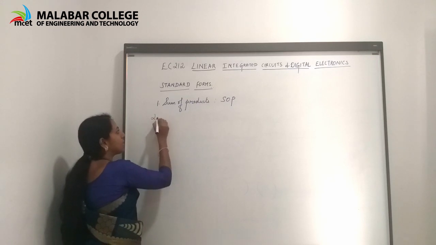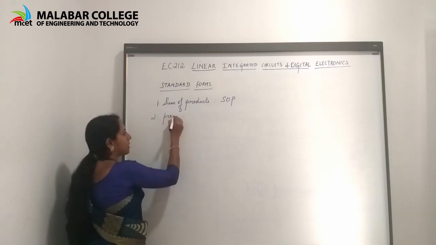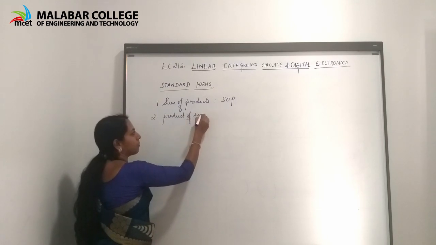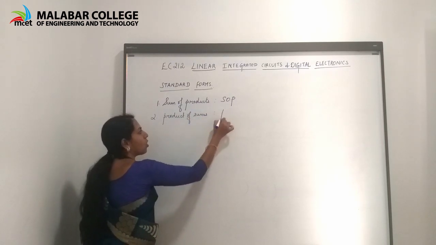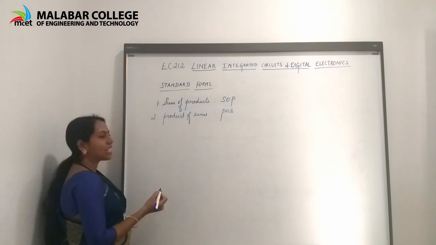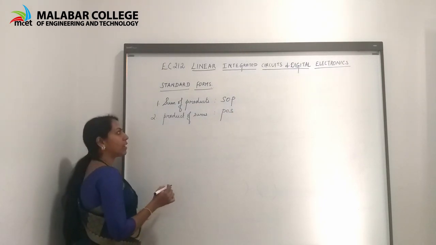And the other one is product of sums, or we can call it POS realization. POS form, we can tell it as POS form.